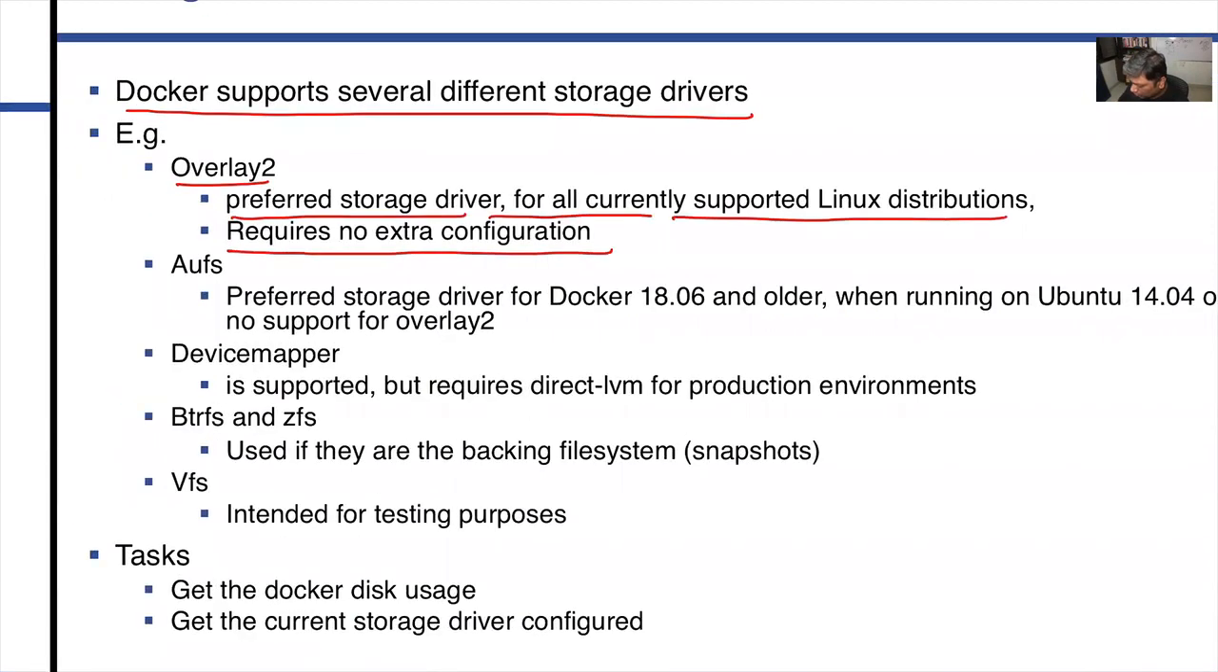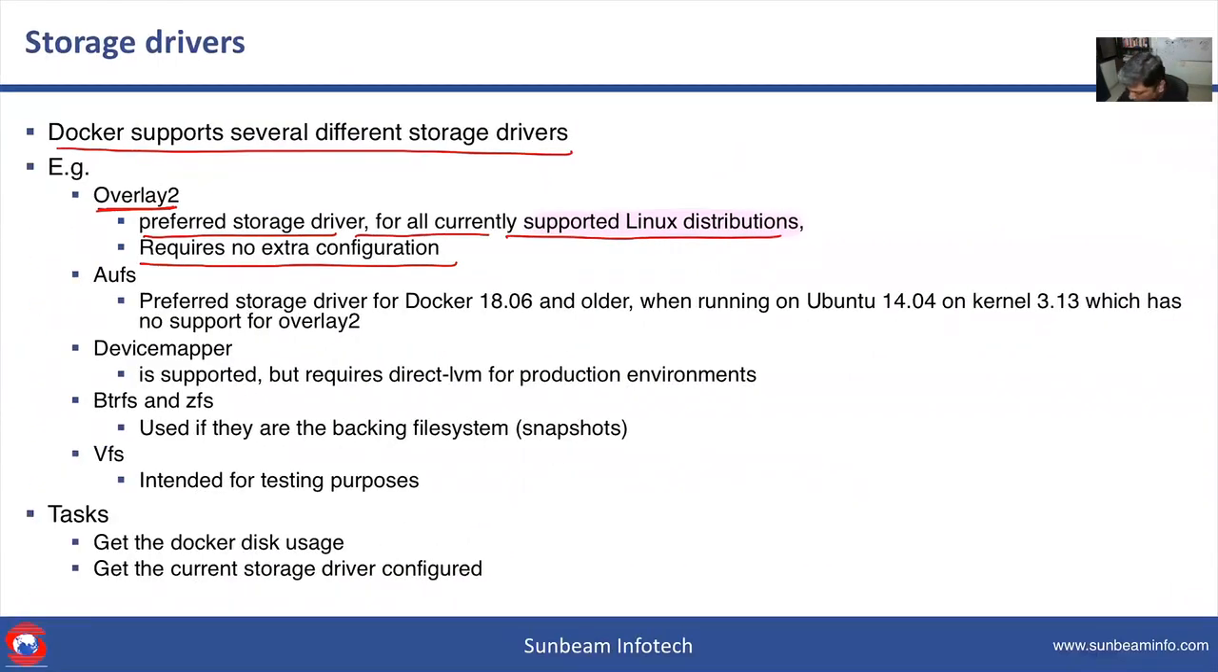So there is something called overlay 2. Remember that it is generally used in all supported Linux distributions. Remember this connection because you might see one of the questions on this topic as well. AUFS was the preferred storage driver for Docker 18.06 and older.